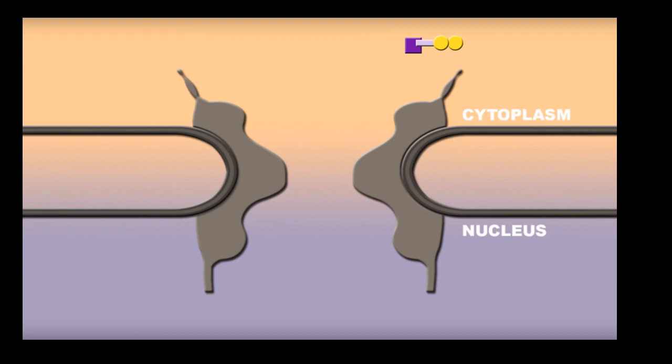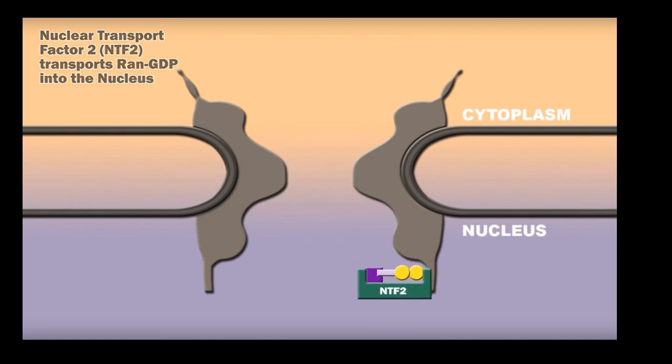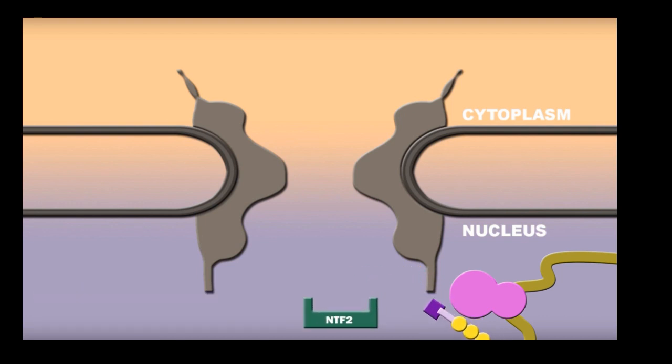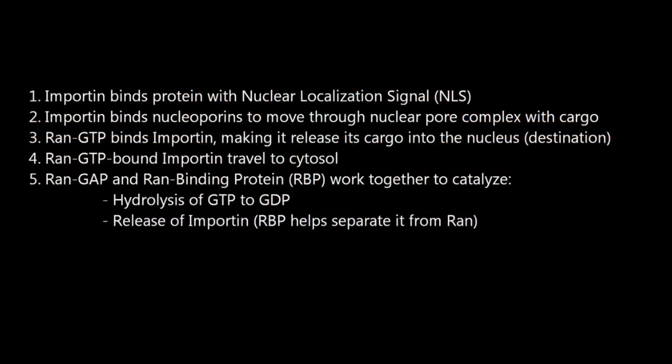Secondly, we have nuclear transport factor 2, or NTF2 for short, which transports RAN-GDP into the nucleus. Inside the nucleus, we have RAN-GEF, guanine exchange factor. RAN-GEF is bound to chromatin and catalyzes RAN to exchange GDP for GTP. Upon completion, NTF2 returns to the cytoplasm. Here's a brief overview of import. Feel free to pause the video and read.